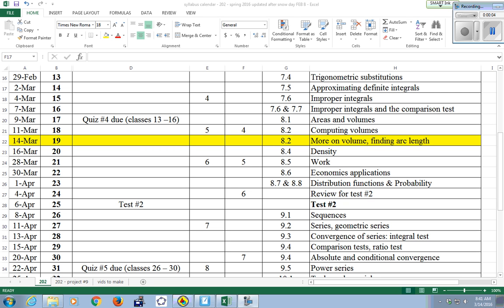Get our schedule pulled up here. We're going to spend another day on volume. We're also going to talk about arc length.